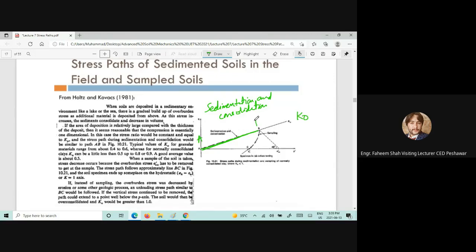10.21. Typical values of K naught for granular materials range from about 0.4 to 0.6, whereas for normally consolidated clays, K naught can be a little less than 0.5 up to 0.8 or 0.9. A good average value is about 0.5.